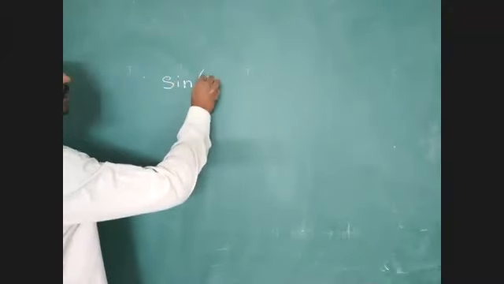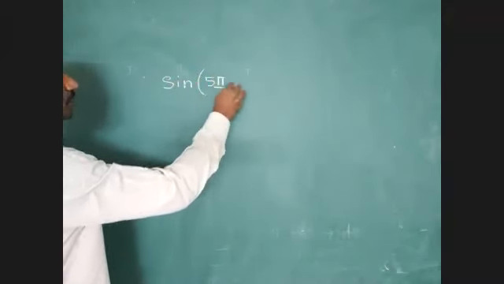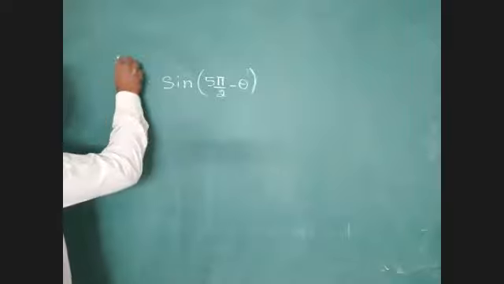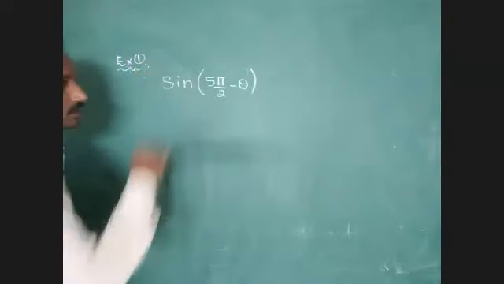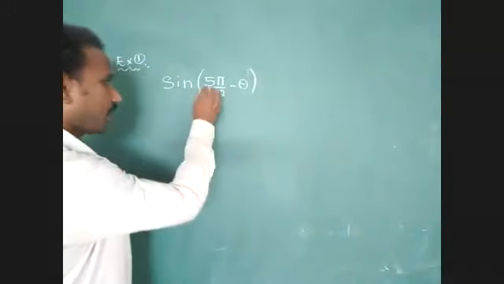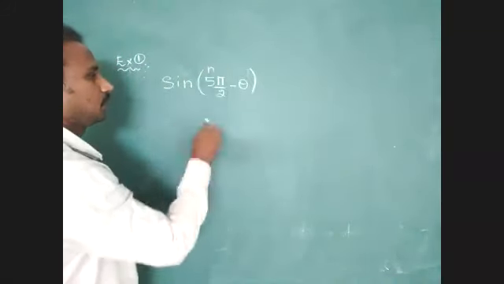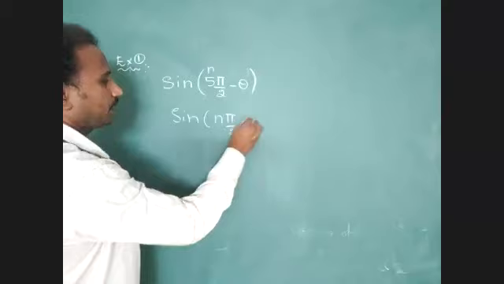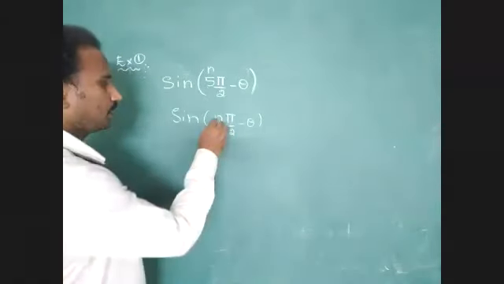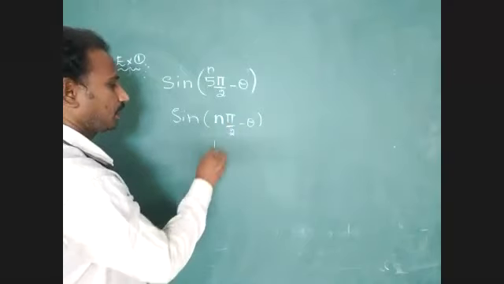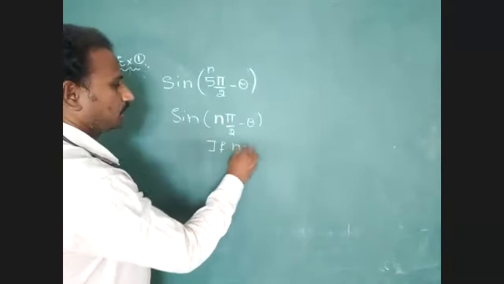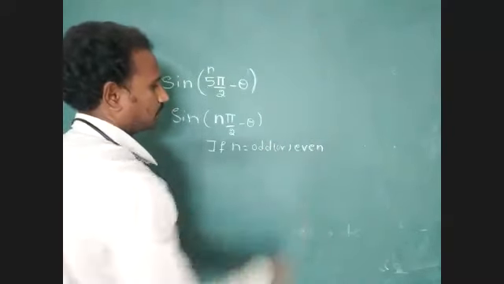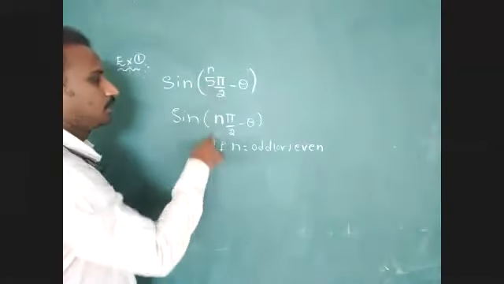Sin of 5 pi by 2 minus theta. Here is one example problem. First we have to identify the n value. Here the formula is sin of n pi by 2 minus theta. Here we have to identify n: whether the n value is an odd or even number. Here the n value is an odd number.